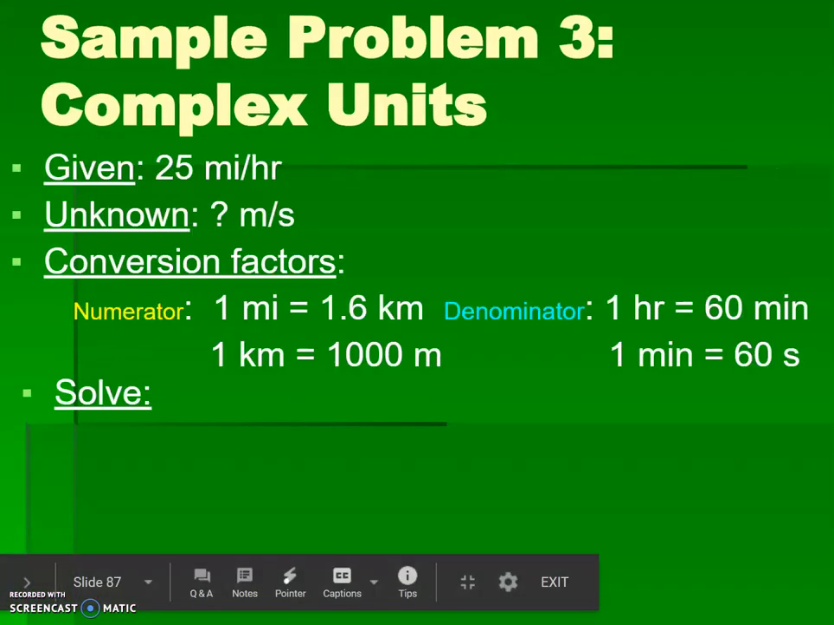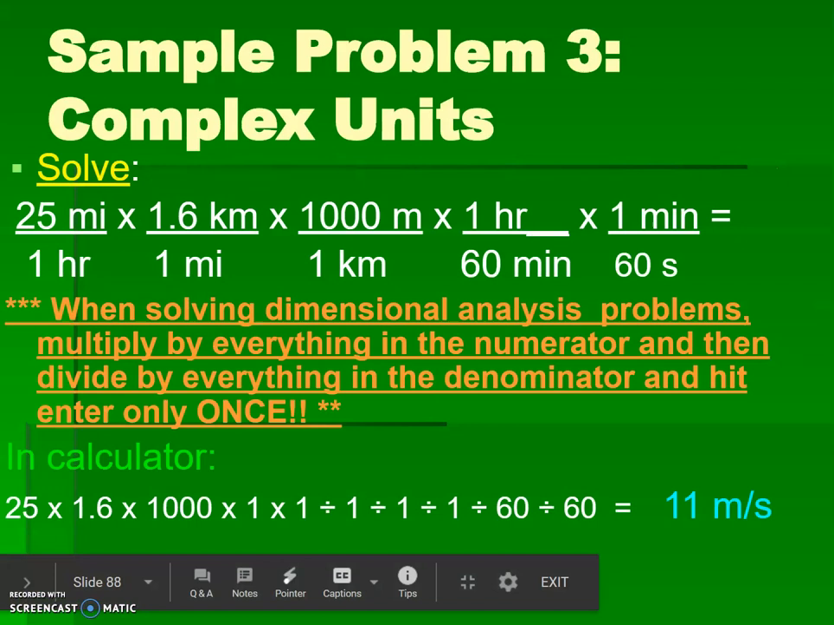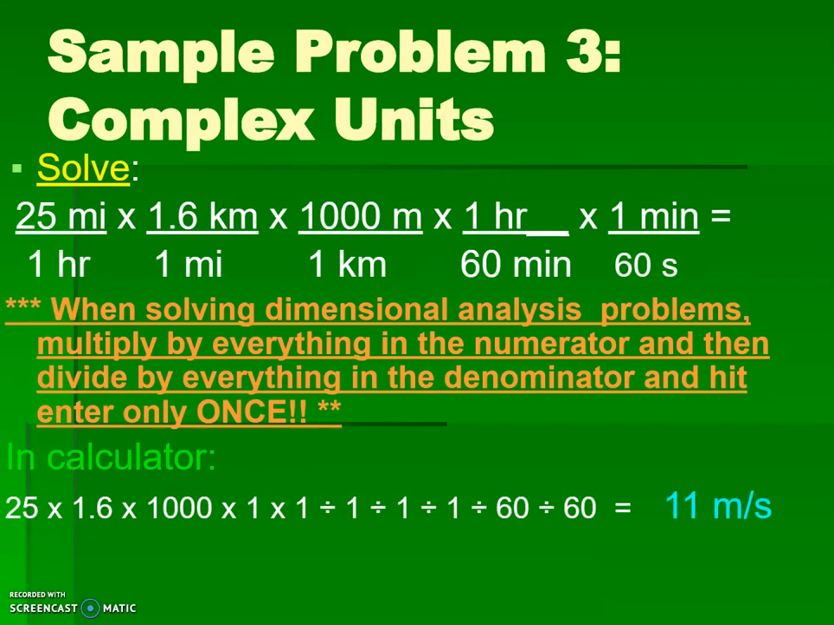So to see that all written out for you, voila, we have our 25 miles per hour that end up canceling out here. Then we have our kilometers and kilometers to cancel out, leaving meters up top. Then we're going to cancel out our hours and hours. And lastly, minutes and minutes, leaving seconds on the bottom. And that gives us meters in the numerator, seconds in the denominator, and there they are.